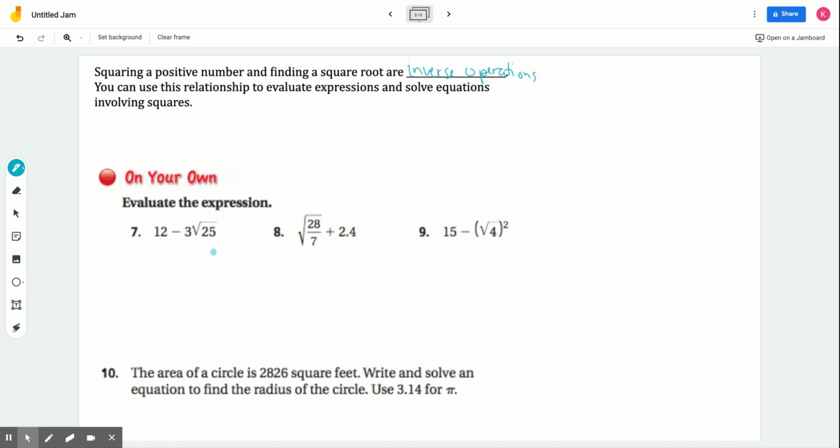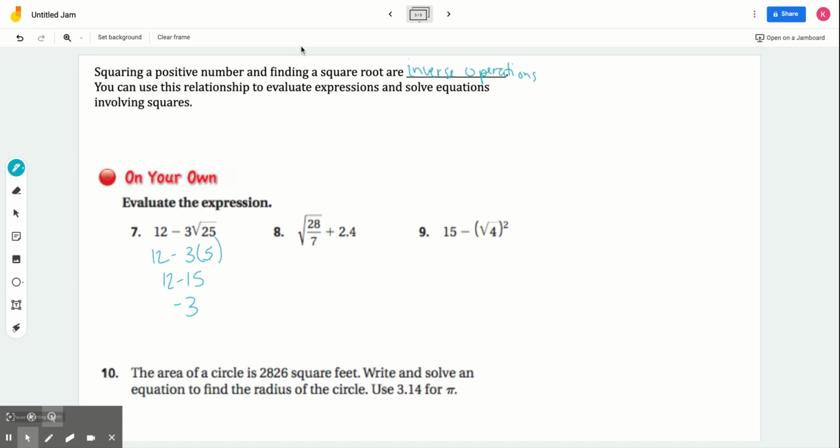Well, the square root of 25 is 5. This is like 3 times 5. So 12 minus 3 times the square root of 25, which is 5. We know that 3 times 5 is 15, so 12 minus 15 is negative 3. You go ahead and try number 8 and 9 on your own now.